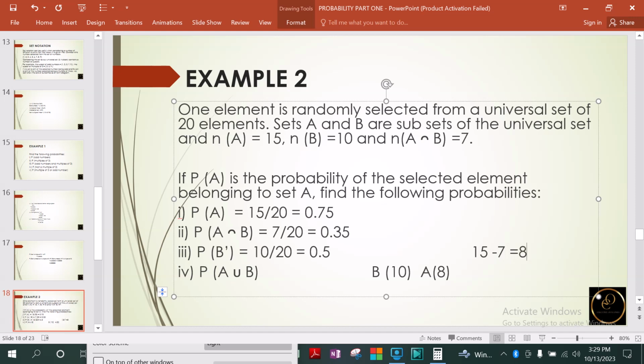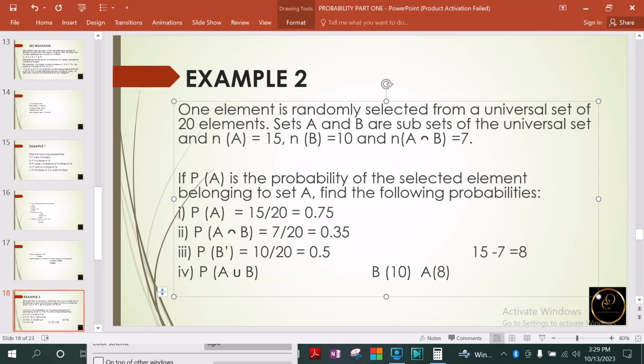So those which are not part of B but they are part of A are 8. Those which are in A but also part of B are 7, okay. So that's the arrangement here. So meaning when you look at B union A, you are going to look at 10 plus 8, okay, 10 plus 8, which is 18.